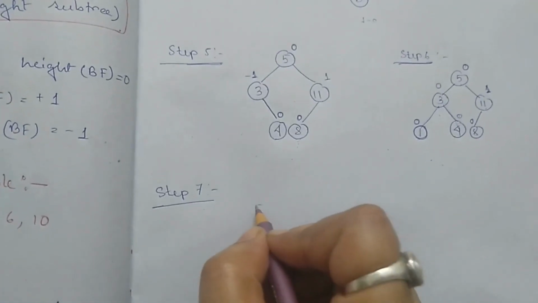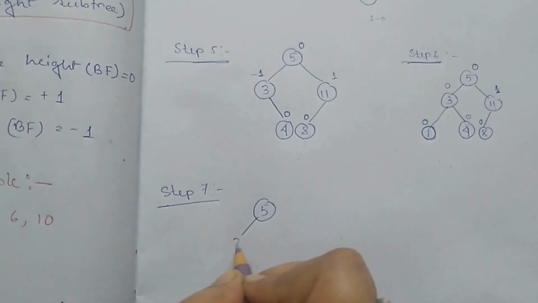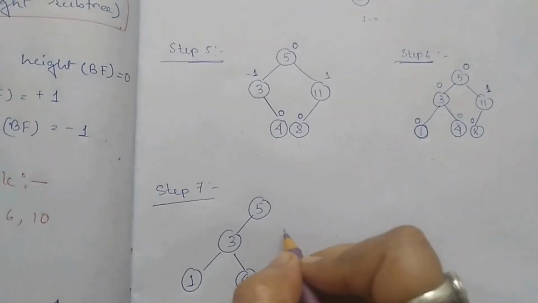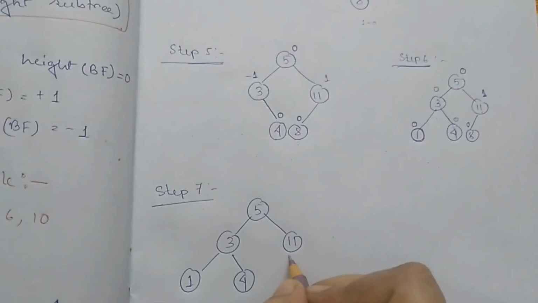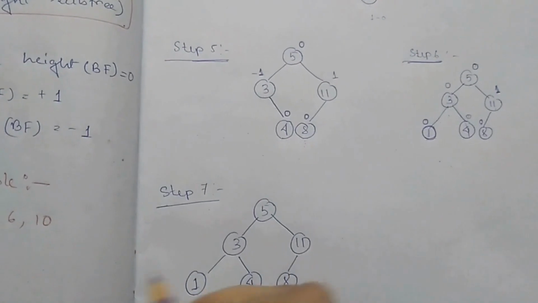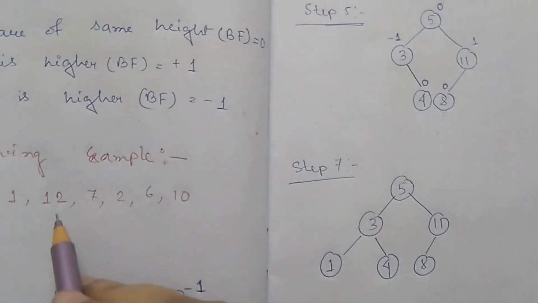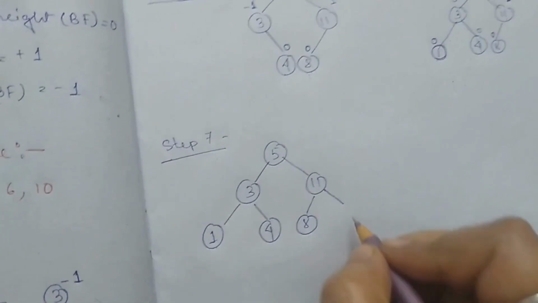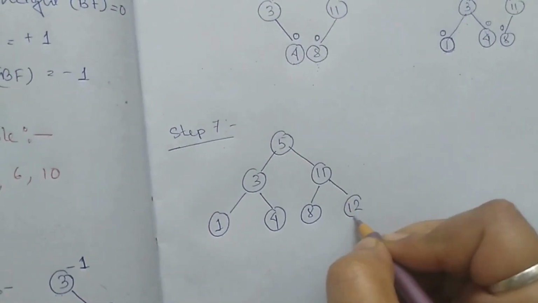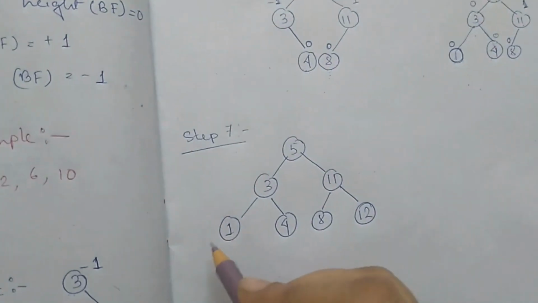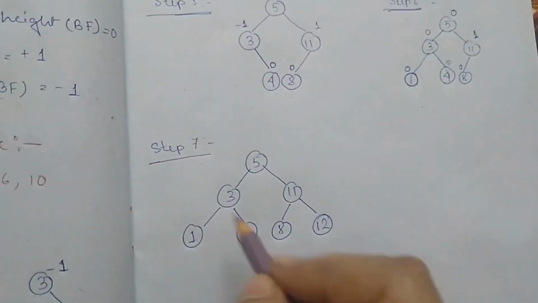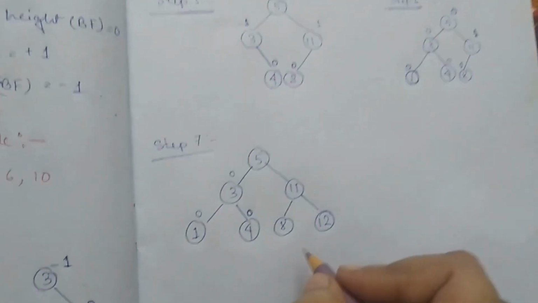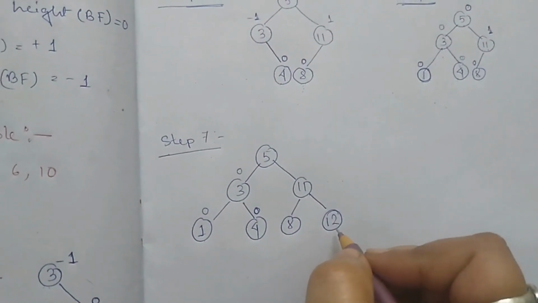Already the tree has formed, that is 5, 3, 1, 4, 11, 8. Now the next node here is 12. 12 is greater than 11, for that reason here we draw this 12. Now the left subtree remains the same, there is no change, for that reason the value will be the same. Okay, now we consider the right hand side value.